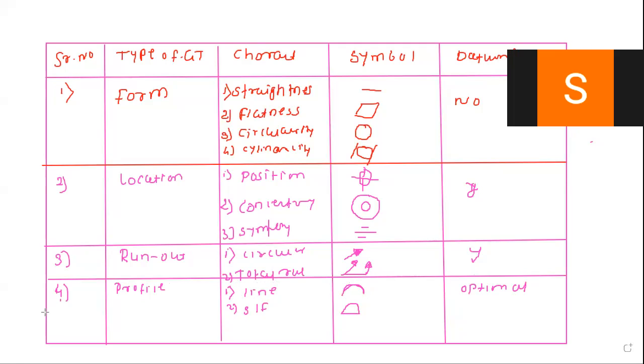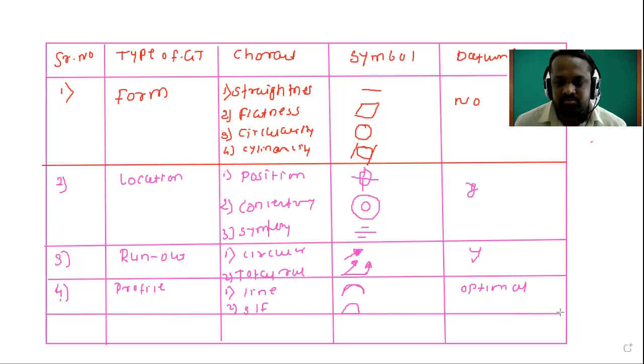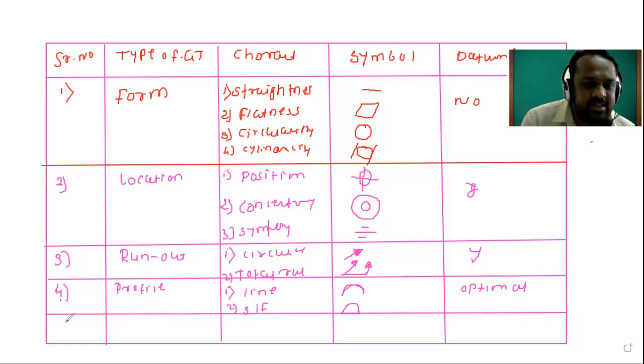Orientation. Again, that orientation has three characteristics. First is the perpendicularity, then second is the parallelism, and third is the angularity.